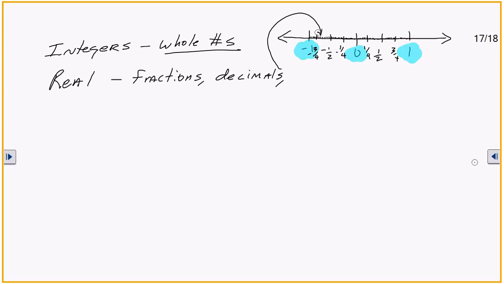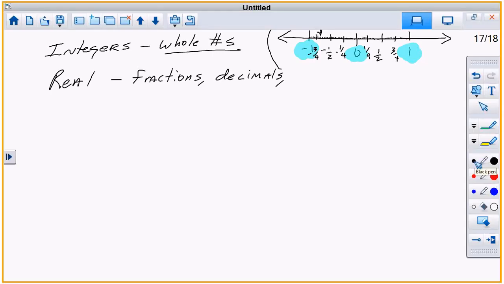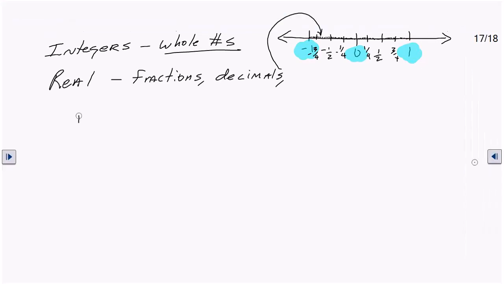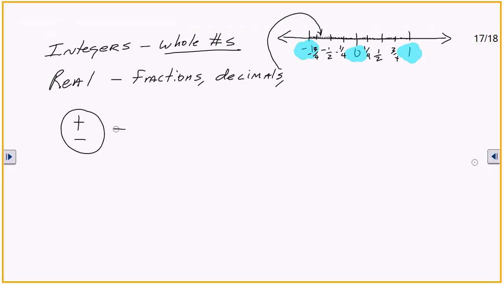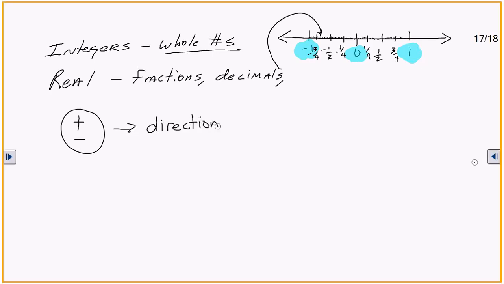Now, you've been studying integers when you learned how to add, subtract, multiply, and divide whole numbers. That was integers, except we did not include the negatives at that time. Now, what does positive and negative tell us in math and science? Positive and negative tells us one thing in math and science. It tells us direction. Okay, that's what it tells us. Don't let anybody tell you different.